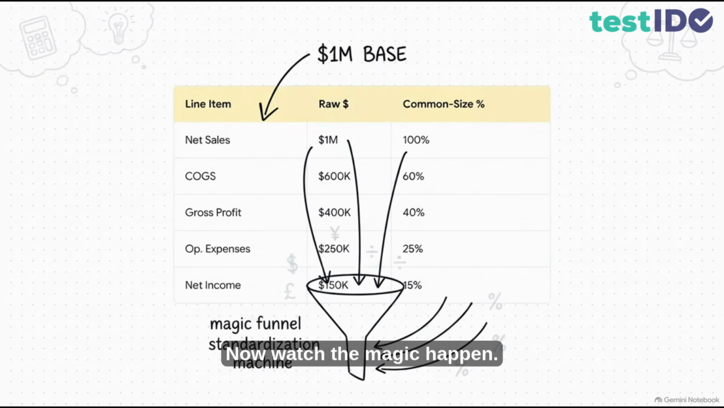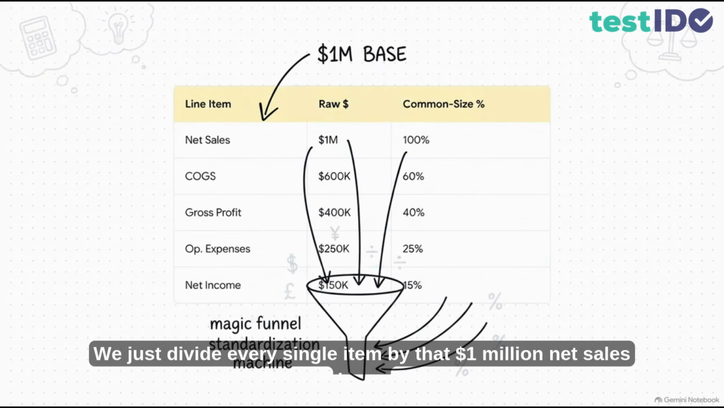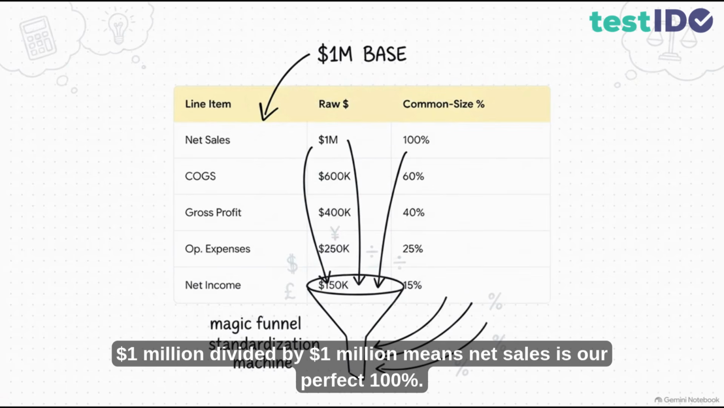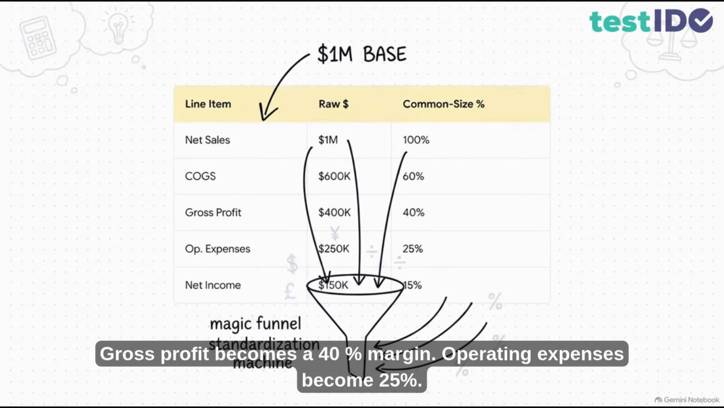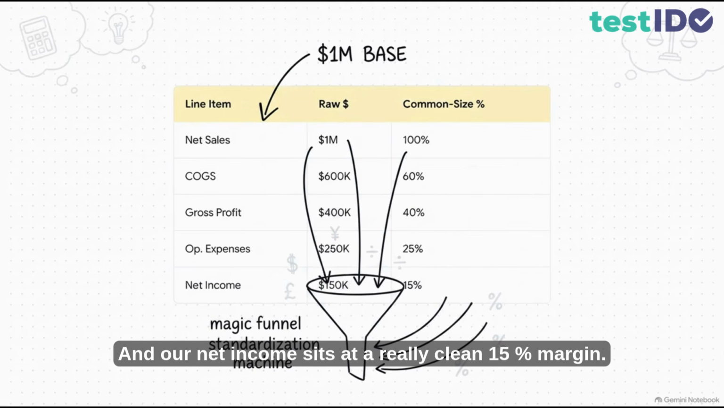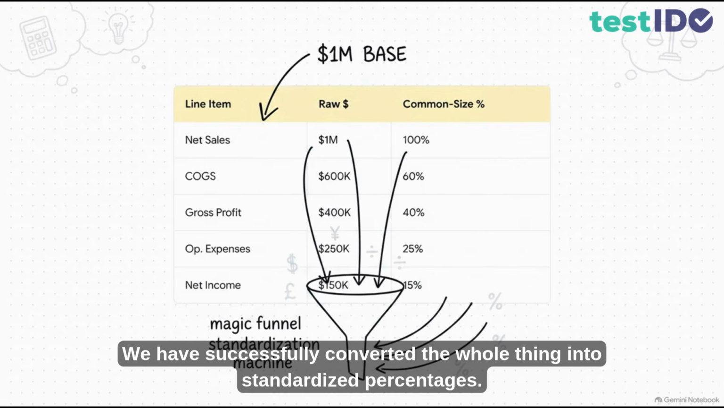Now watch the magic happen. We just divide every single item by that $1 million net sales base. 1 million divided by 1 million means net sales is our perfect 100%. Our COGS at 600,000 divided by a million becomes 60%. Gross profit becomes a 40% margin, operating expenses become 25%, and our net income sits at a really clean 15% margin. We have successfully converted the whole thing into standardized percentages.